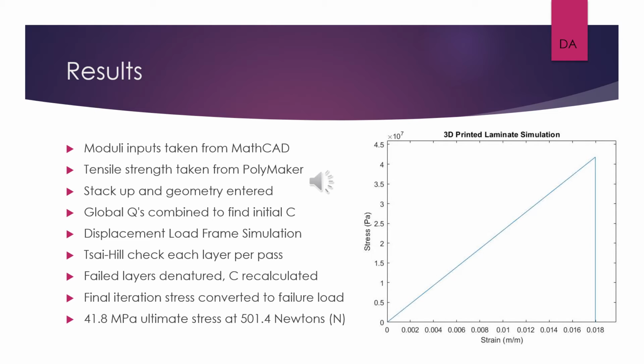For each increment, the Psi-Hill failure criterion will be used to check and see if each layer has failed. Any layers that have failed will be denatured by removing them from the stiffness matrix, and the stiffness matrix recalculated. And once all layers have failed, the code will report out the final load value and graph the function.